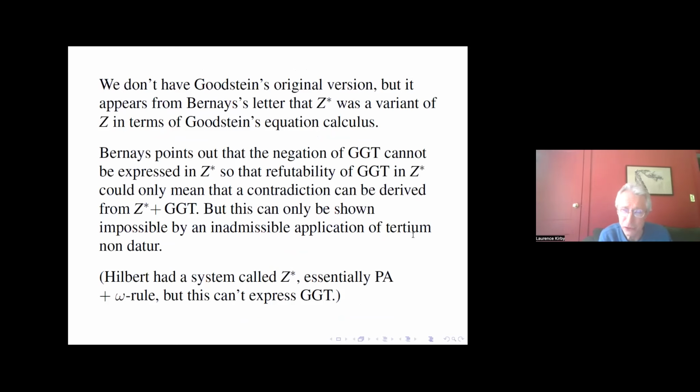Because in that system you can express GGT, so you can express what we would call a pi1 statement by leaving the function free. Time is pressing on, so I won't go into too much detail about that second paragraph here. But Bernays points out that although GGT can be expressed in Z star, its negation cannot. So that's what leads me to think that Z star is the Goodstein equation calculus. By the way, another thing Goodstein tends to say about his equation calculus is that it's got rid of the arithmetic, there's only logic.